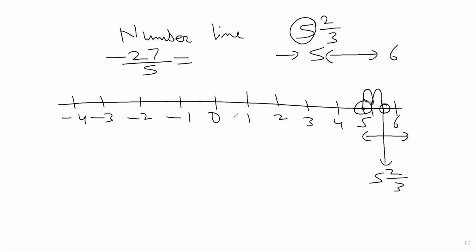Sir, 5, 2 upon 5. And no negative sign? Sir, yes, there is minus. Then minus 5, 2 upon 5. Now, you can locate this. It will come here, minus 5. Okay, do it and share the pic of that on WhatsApp. Okay, sir.